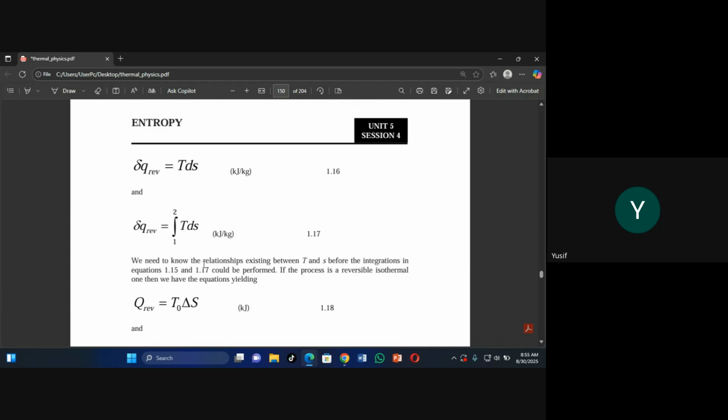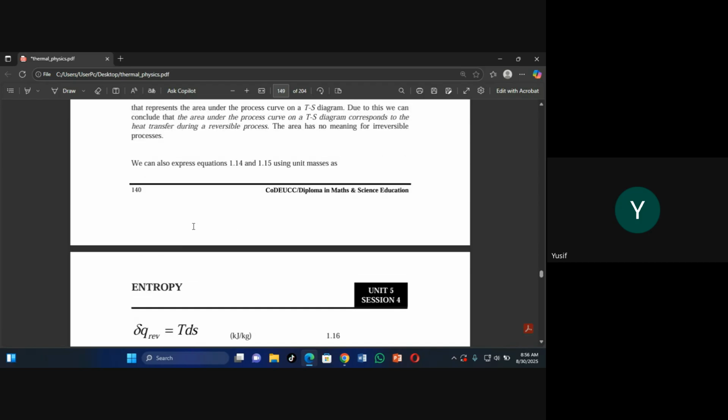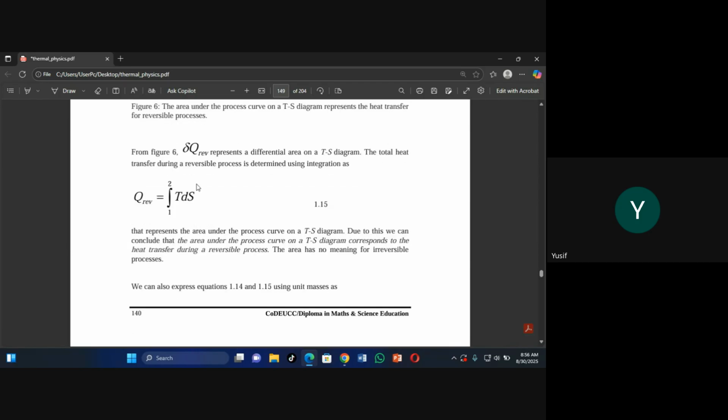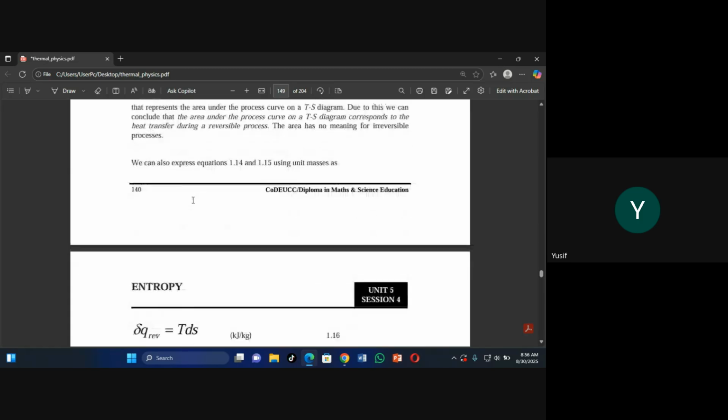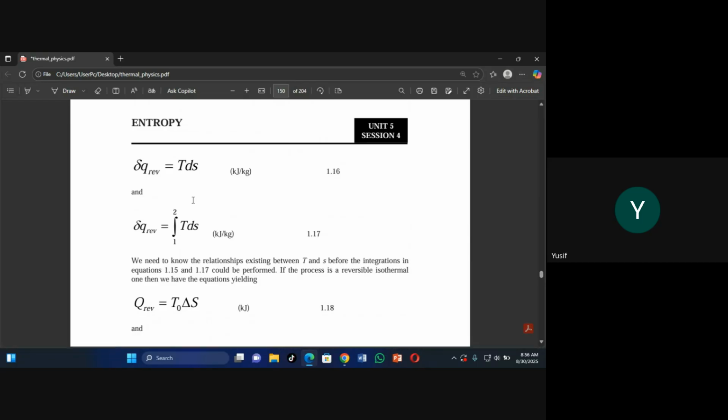We need to know the relationship existing between T and S before integrations in equations 1.15 and 1.17 could be performed. So as we said, we need to know the difference between the small s and the big S. And we said that big S is for entropy as an extensive property, and the small s is entropy as an intensive property. Okay.